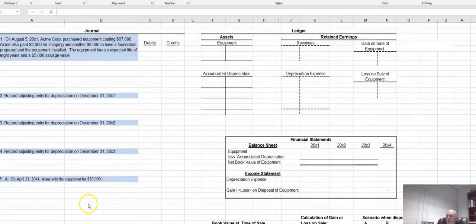So let me get my picture out of the way. And in the Excel file that I sent you before the problem that I'm about to work, there's a template, and you could come back and do this on your own later, but what we're going to do is we're going to complete this in just a minute.